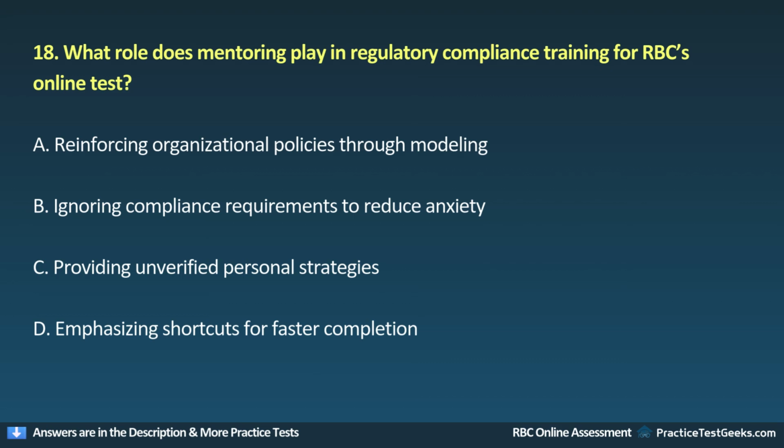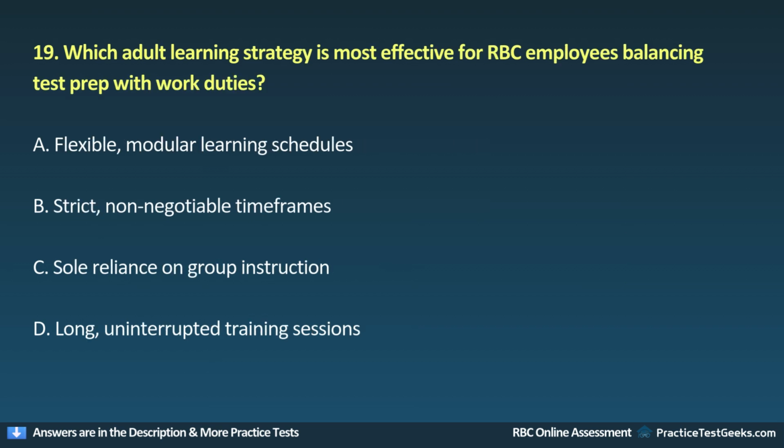18. What role does mentoring play in regulatory compliance training for RBC's online test? A. Reinforcing organizational policies through modeling. B. Ignoring compliance requirements to reduce anxiety. C. Providing unverified personal strategies. D. Emphasizing shortcuts for faster completion.